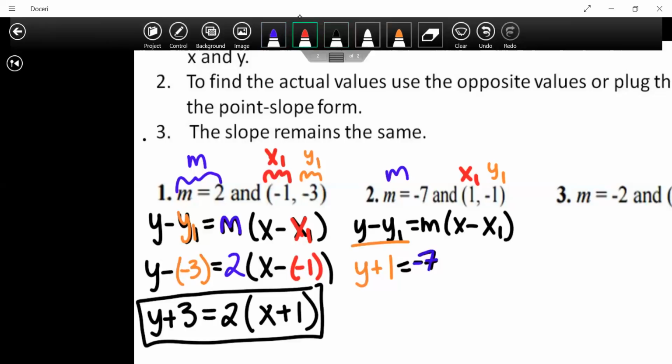And the last part that I have to deal with is my x's. So x, and then what's my x value? So what's opposite? Negative 1. Done. It's an easier way of doing it than having to plug in. Just do the opposite. Okay? Let's do this one.